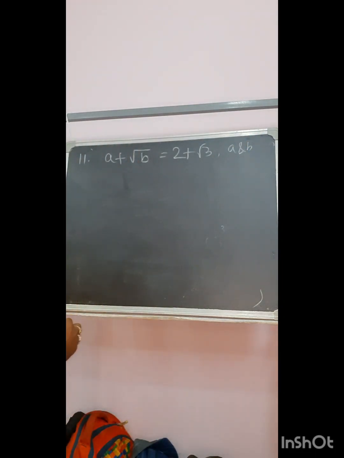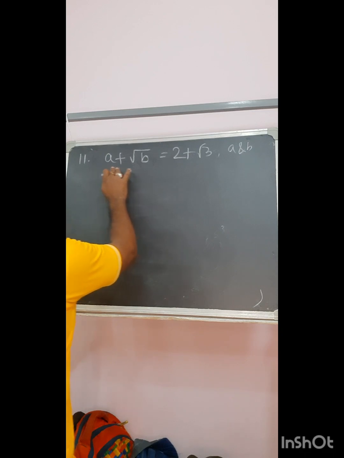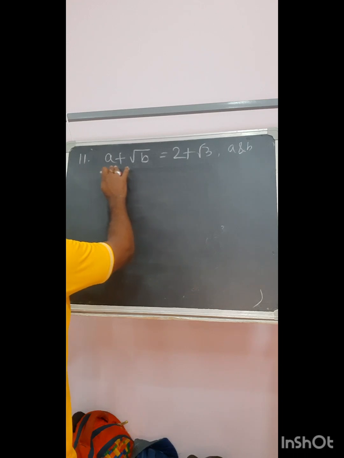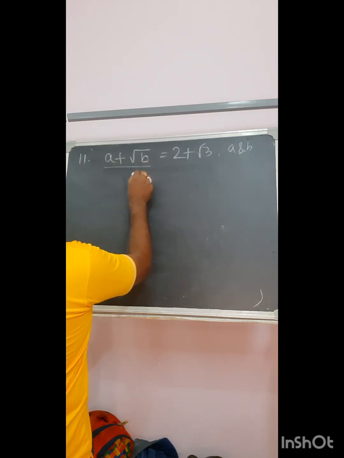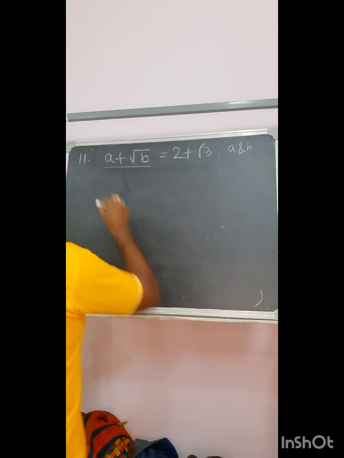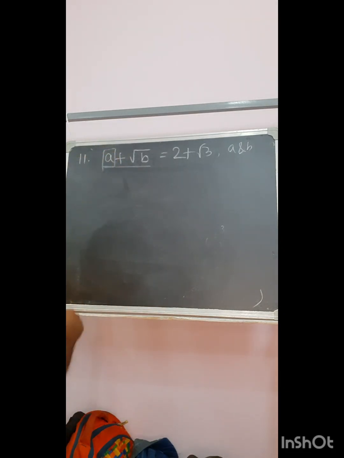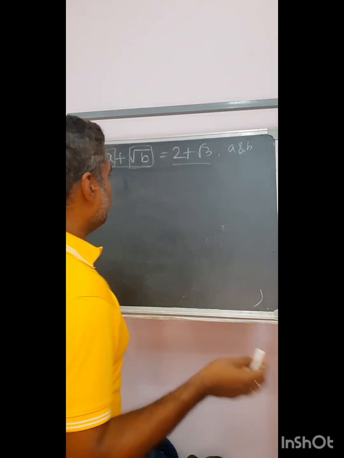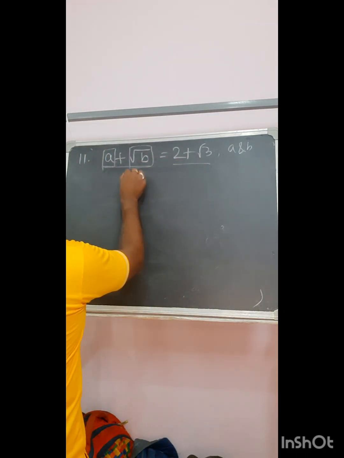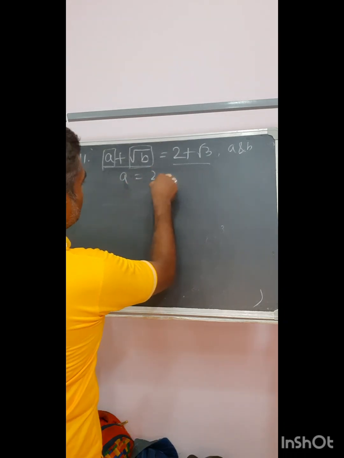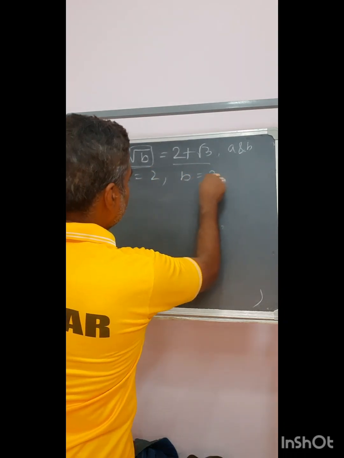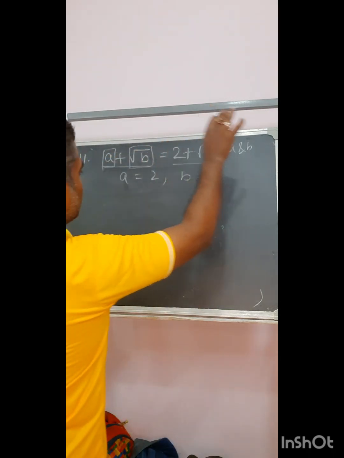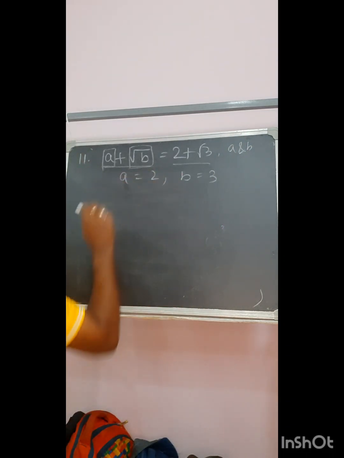Okay, now if this equation is satisfied, on the left hand side you can see this is a mixed set which consists of a rational number and an irrational number, and the same thing holds on the right hand side. So from that similarity we can say that a is equal to 2 and b is equal to 3. So we can straightaway consider this, with no need for any calculation. We can straightaway say that.